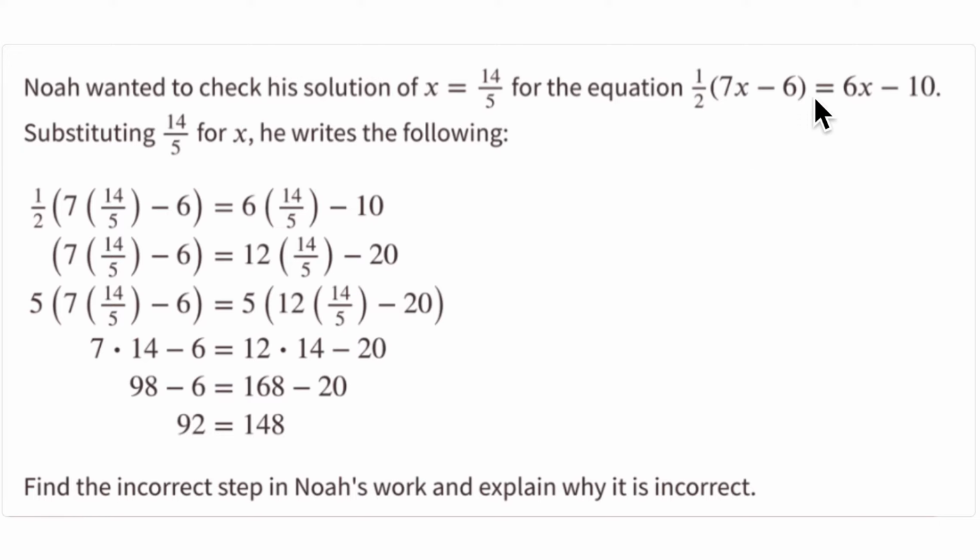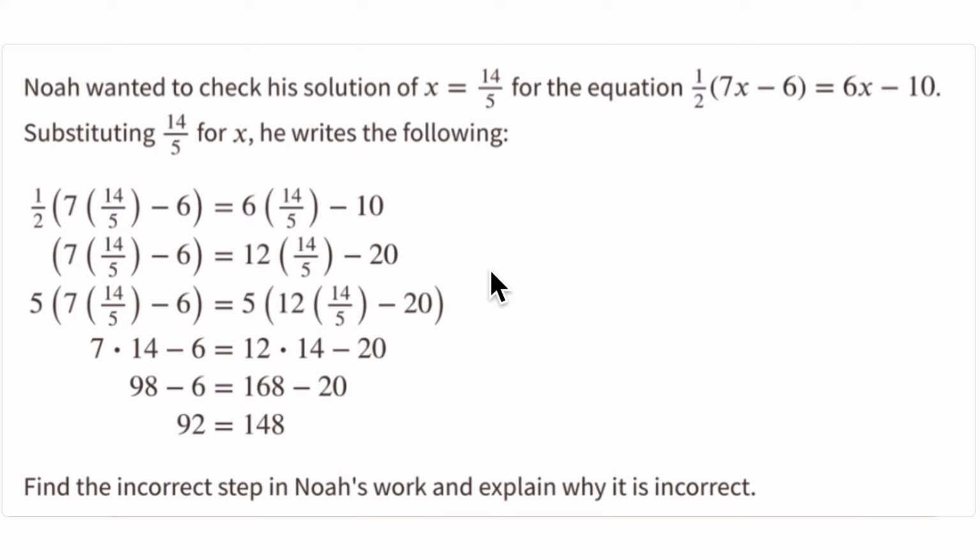So he takes the equation and he replaces x with 14/5 and goes through the calculations, and he gets a different answer on each side of the equal sign, or each side of the equation. So he doesn't know where he made his mistake. So your job is to find out where he made his mistake.